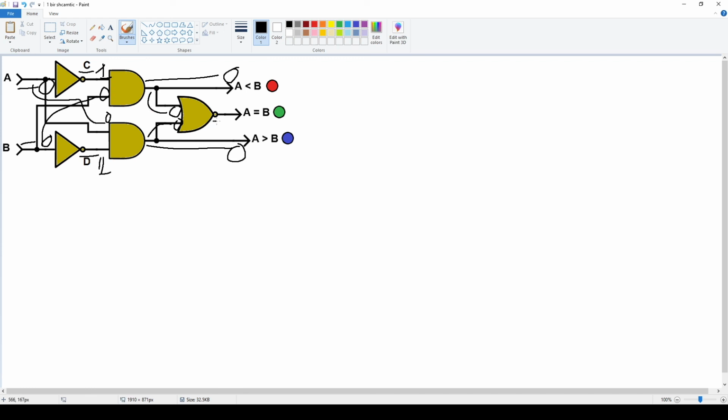Instead, the outputs will be fed to the NOR gate. With two 0 inputs, the NOR gate outputs a 1 to the green LED, turning it on.